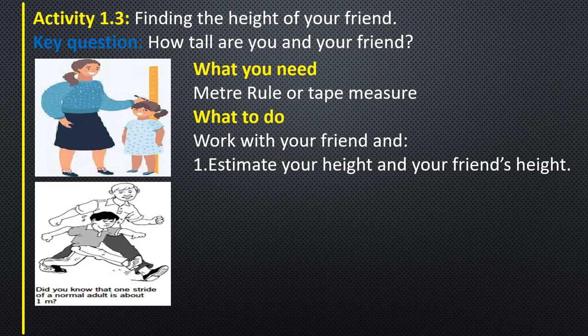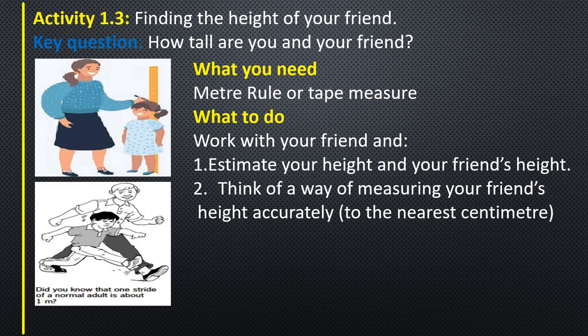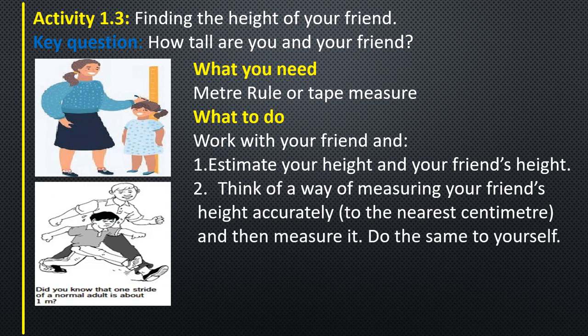Estimate your height and your friend's height. Remember, with estimation, you don't have to measure directly with an instrument. You assume. You say, when I look at a person, is this tall, is this 7 feet tall? That is an estimation. Then think of a way of measuring your friend's height accurately. So when you're going to measure, look at what you are going to use. Get that instrument and then measure it. Do the same to yourself, or ask a friend to help you, and then record the results.